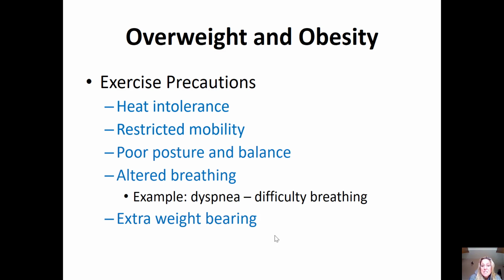Altered breathing, dyspnea. They have difficulty breathing, right? It's harder for them to catch their breath. So we have to be cautious with the types of exercises that we're giving them so they're not so winded. And then extra weight bearing. They're already bearing a lot of weight when they're standing, so we have to be concerned with, maybe they need to do non-weight bearing exercise just to give them a break from all that weight bearing stuff.